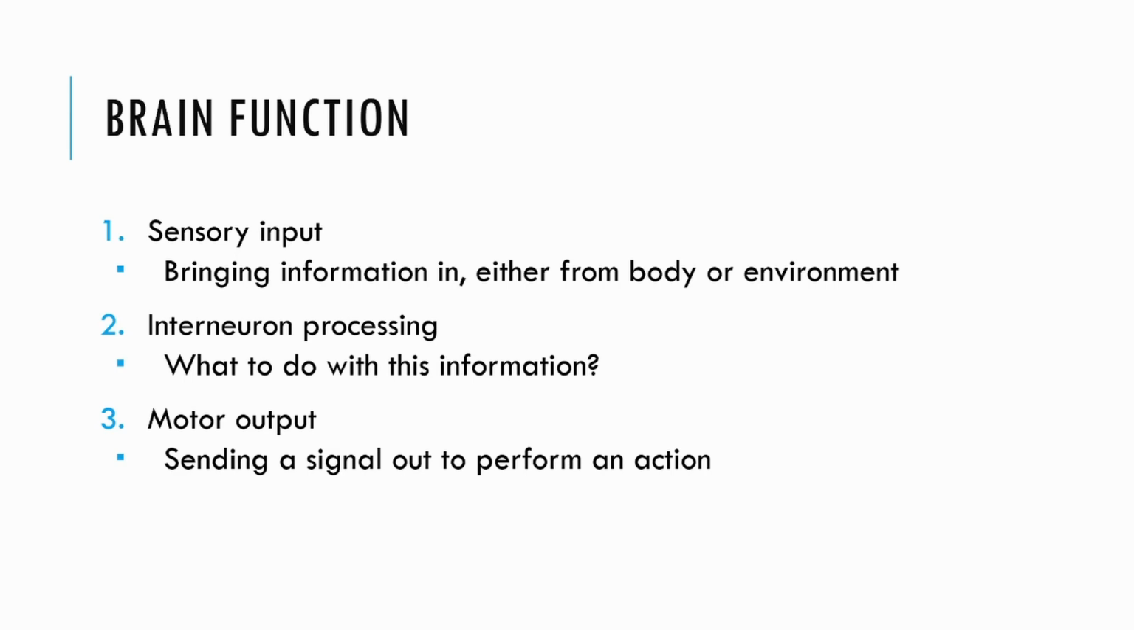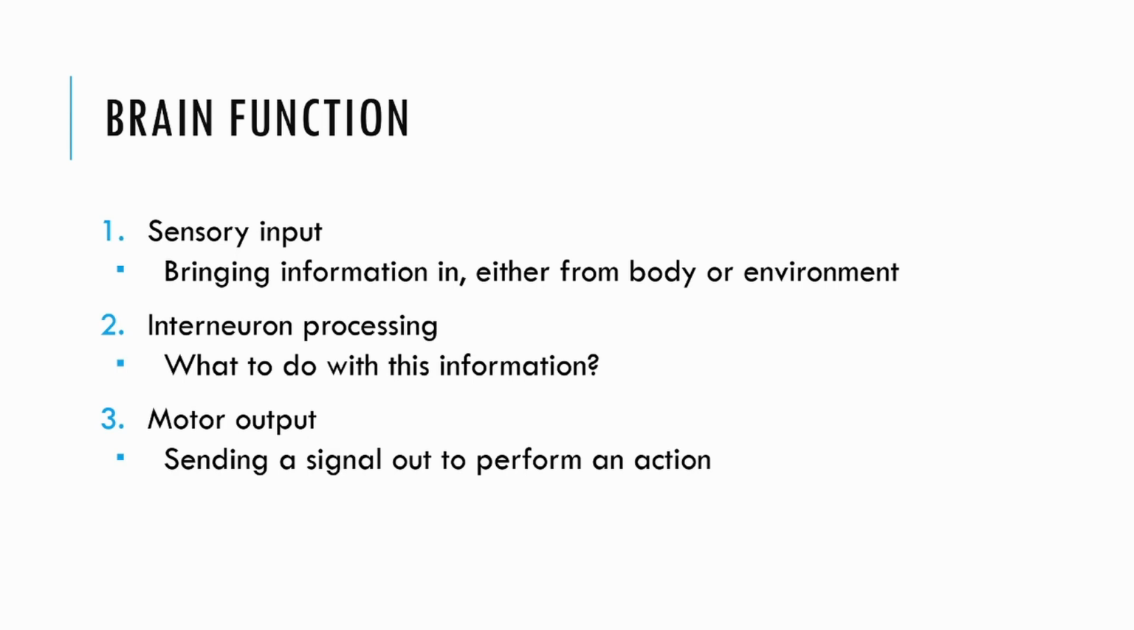So let's dive into the central nervous system first and look at how the brain functions and controls overall how we interact with our environment. The brain's main function can be broken down into three parts: sensory input, interneuron processing, and motor output. Sensory input is the act of bringing information in, either from our own body or from the environment around us. Interneuron processing is taking that information and making sense out of it. What does this information mean, and what do I want to do about it? And then lastly, motor output is where we send a signal out to perform an action in response to the information that we received.